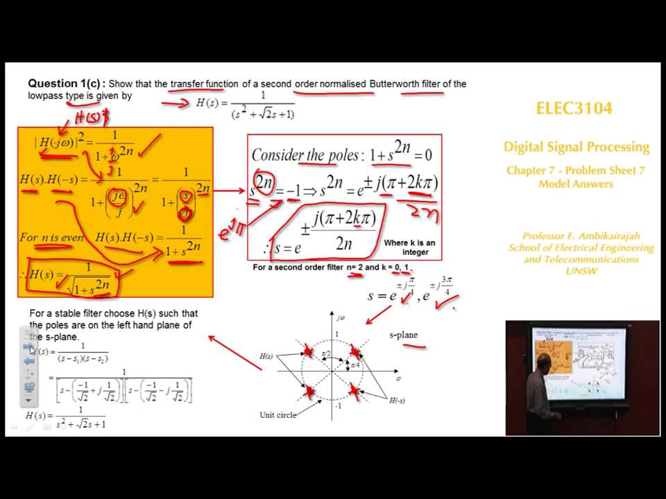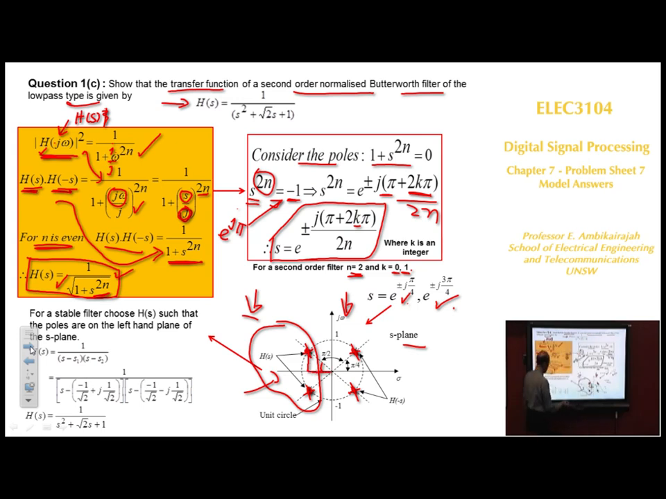For stability, all we need to take is the poles on the left hand side. That's all we need. You don't need the right hand side. The reason you get both is because we start with H(s), H(-s). H(s) is this side, H(-s) is that side. You're only interested in H(s), so you only read this side of the poles, which is now 3 pi over 4. So you need to find that value and that value to write the pole.